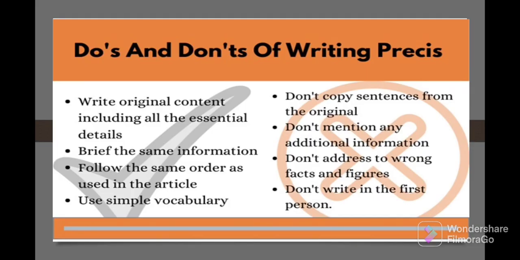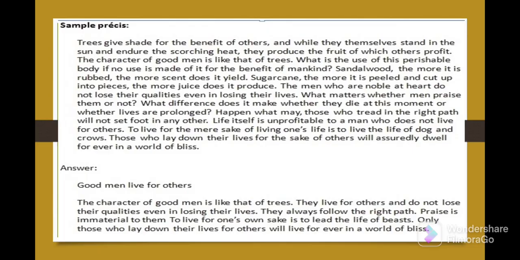Okay. Now what all we have to do and what all we should not do while writing precise writing. See here. Write original content including all the essential details. Brief the same information. Follow the same order as used in the article. Use simple vocabulary. Don't copy sentences from the original. Don't mention any additional information. Don't address wrong facts and figures. Don't write in the first person. Okay. So these all we have to follow while writing the precise writing.